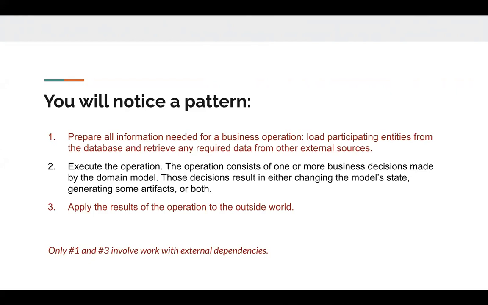You then execute the operation. So number 2 is performed by the domain logic. The operation consists of 1 or more business decisions made by the domain model. Those decisions result in either changing the model state, generating some artifacts, or both, okay? And then after that's done, you apply the results of the operation to the outside world. When I say outside world, it could be many things. It could be another service within your domain.